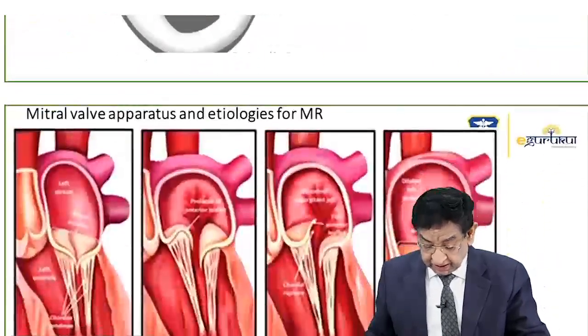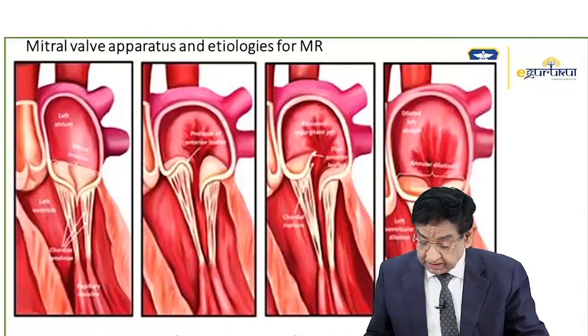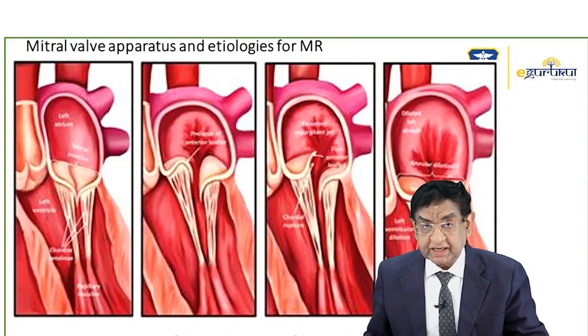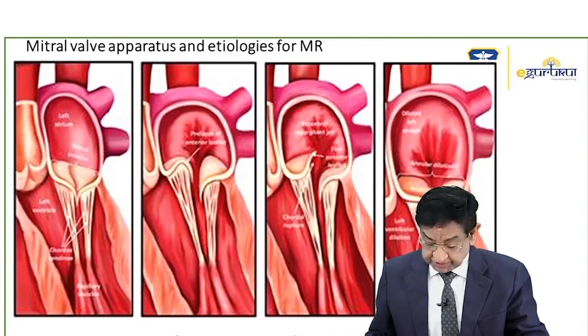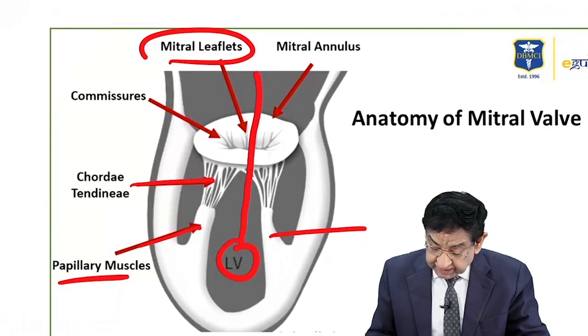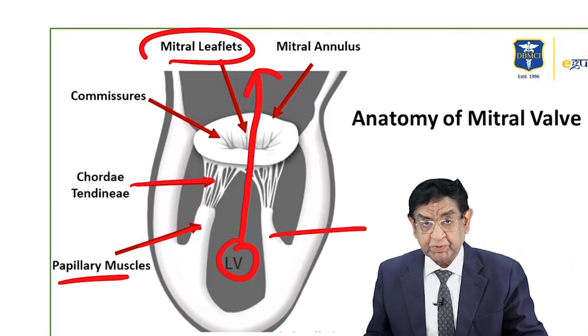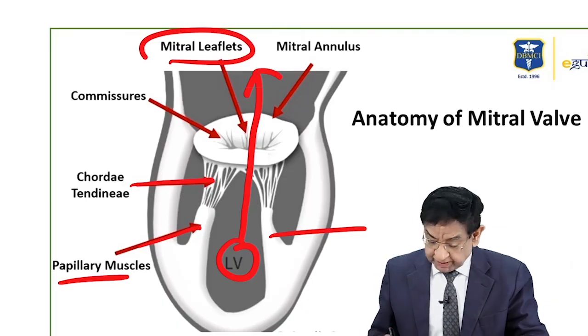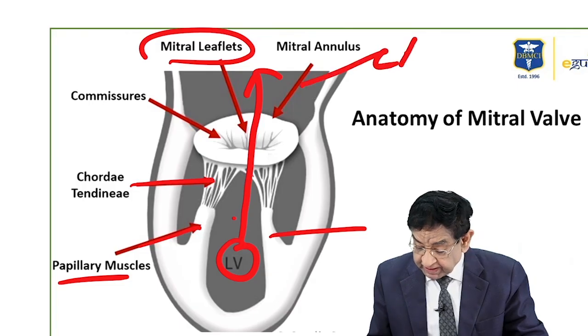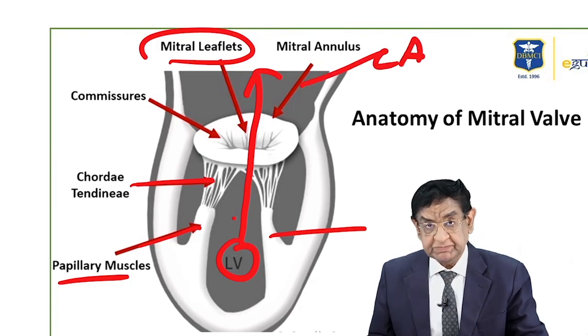With this background, a little bit of what changes occur in mitral regurgitation. We all know that in mitral regurgitation there is a gap in the mitral valve. The two leaflets don't close properly. That's why the blood can regurgitate from the left ventricle to the left atrium. Same thing, let me show you.